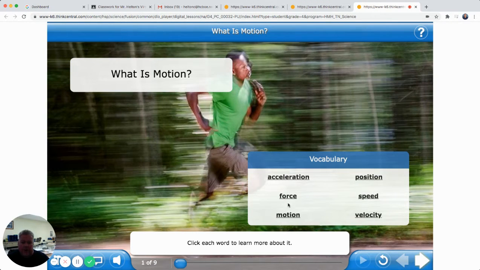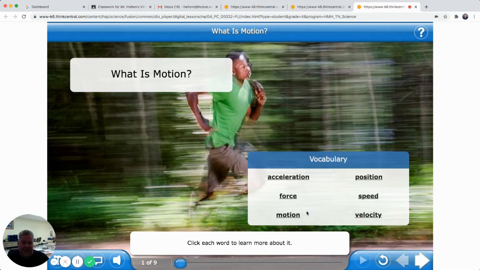Well, I know we learned about these words in our lesson 2 days ago. So let's talk through these. We won't click on them. The first one we learned was position. It's an object's place relative to some other object that we use as a reference point. If it changes positions, we know that's motion, a change in position.